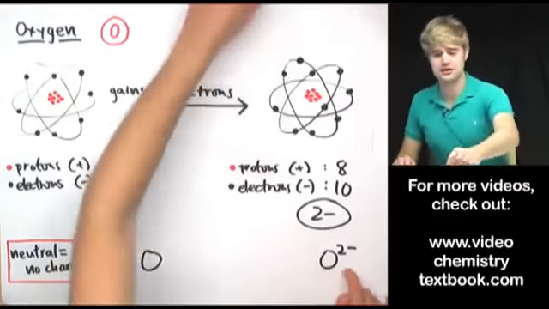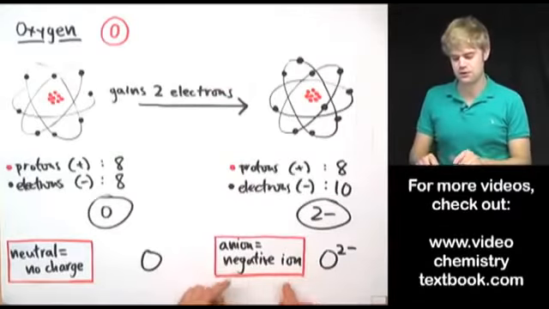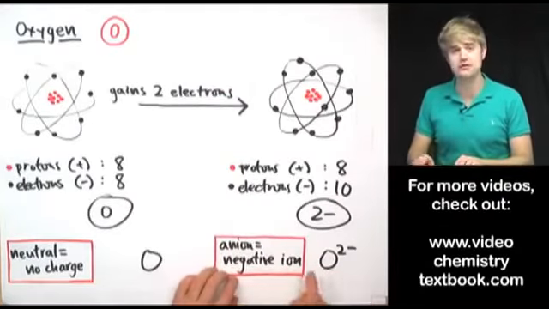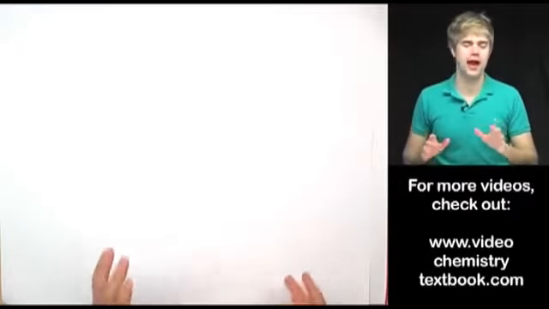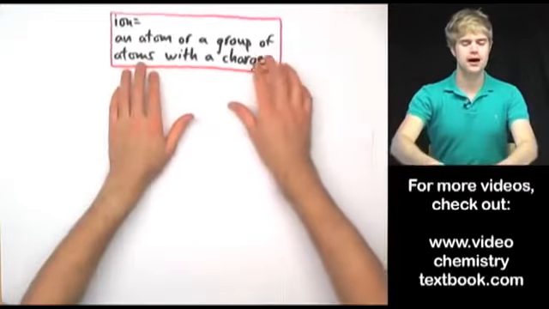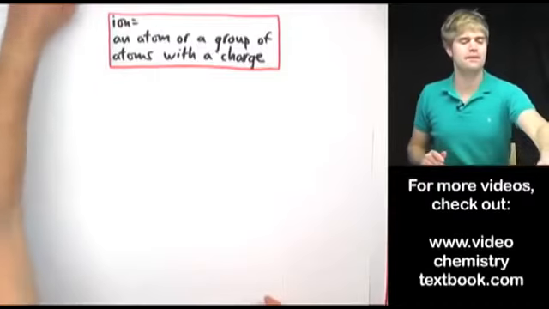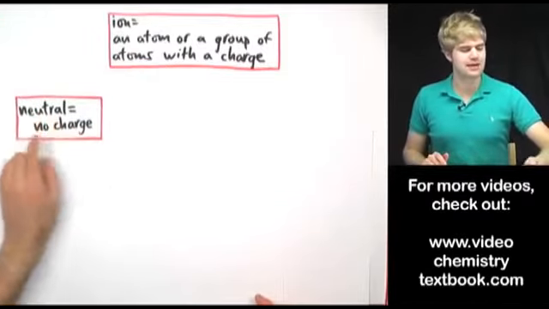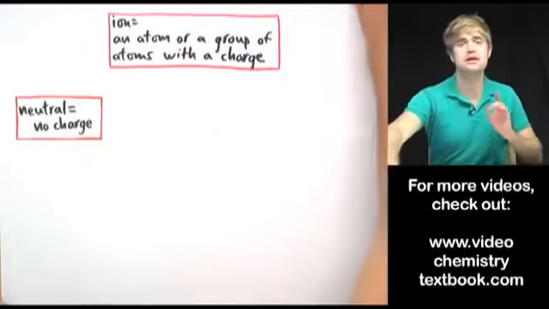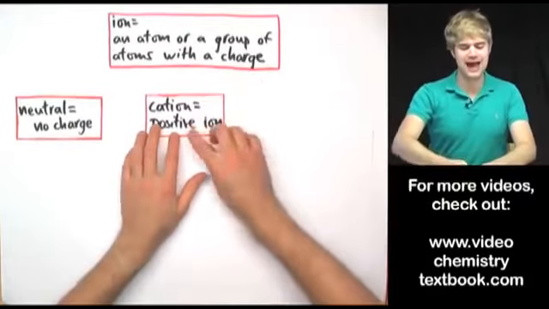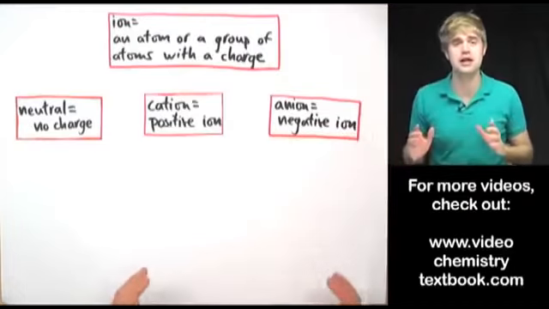This is an ion because it has a charge, and there's a specific name for it. We can call this an anion, which is the word that we use to describe a negatively charged ion that has more electrons than protons. Okay, here's just a little bit of vocabulary for review. So an ion is an atom or a group of atoms that have a charge. Now it's possible for an atom to be neutral, which means it has no charge, means it's not an ion. But if something is an ion, it can be either a cation, which is what we call a positive ion, or it can be an anion, which is a negative ion.